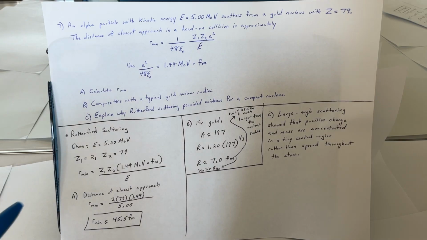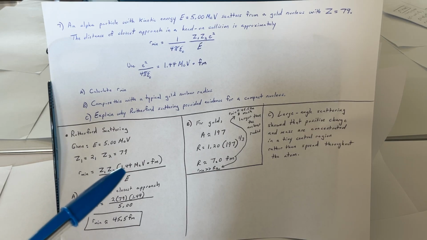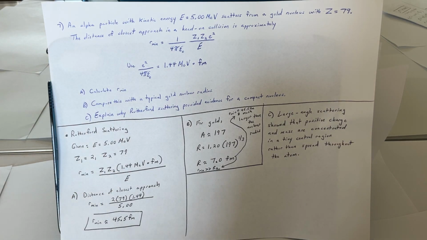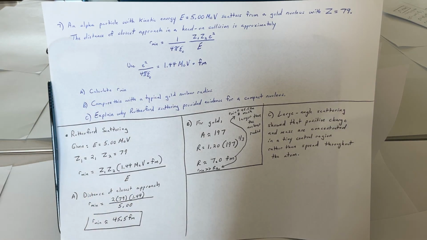Take what we're given, and for R sub min, we're just going to substitute Z sub 1, Z sub 2 times 1.44 MeV·fm over E. So the distance of closest approach, R sub min, is 2 times 79 times 1.44, just substituting what we were given, over 5. So R sub min is approximately 45.5 fm.